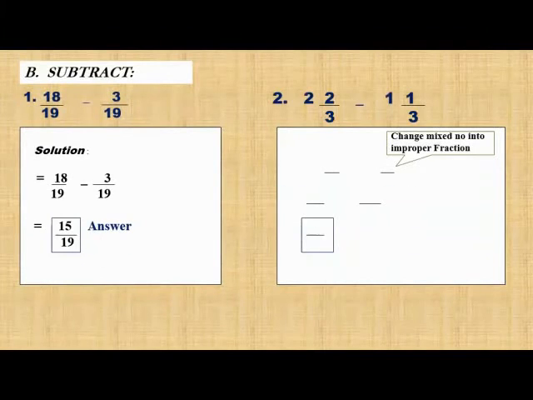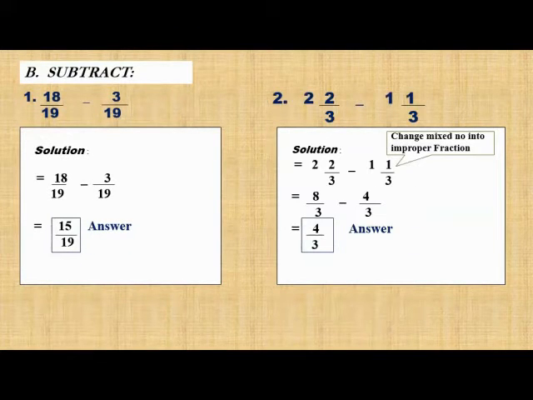Now move to another part, part B, which is subtract. In part B, you have to subtract the fractions. Question number one is 18 upon 19 minus 3 upon 19. As you can see, in question number one the denominators are the same, which means these fractions are known as like fractions, because in like fractions the denominators are the same.